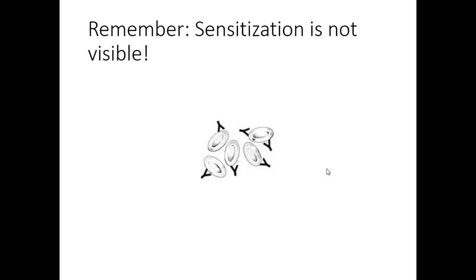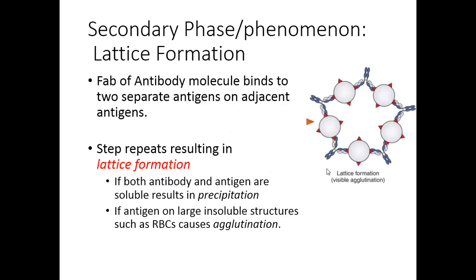Remember, sensitization, not visible in the lab. The second phase is where we count on it, and that's the lattice formation stage. So once the antibody gets sensitized onto one antigen, the second phase in the lab, we start to see that cross-link of antibodies to another antigen. And remember, it's the hinge that helps us do this. It helps us play that game of Twister. The illustrations are simple, so they don't reflect it really well. We'll see a little bit better lattice formation on the next slide.